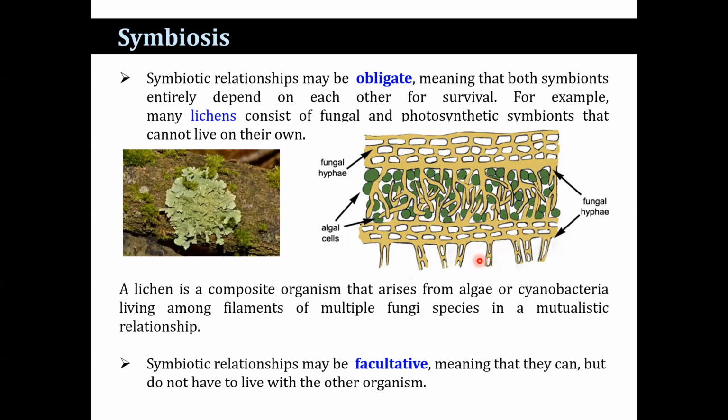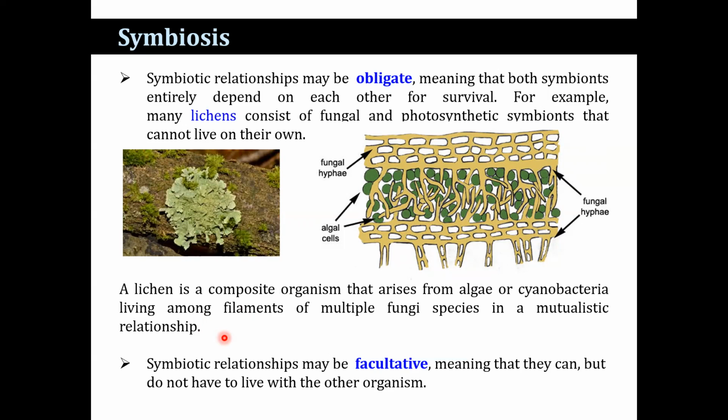So symbiosis is a relationship that may be obligate, meaning that both symbionts entirely depend on each other for survival. For example, a lichen consists of fungal and photosynthetic symbionts that cannot live on their own. A lichen is a composite organism that arises from algae or cyanobacteria living among filaments of multiple fungi species in a mutualistic relationship.